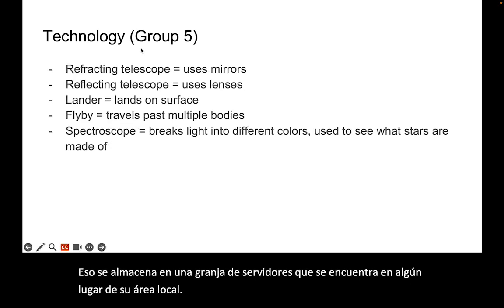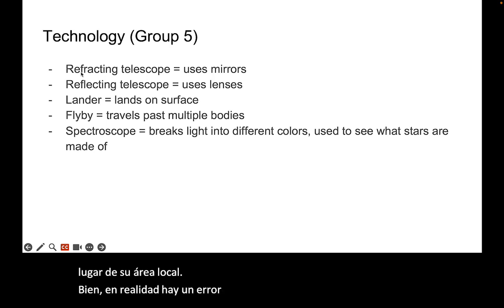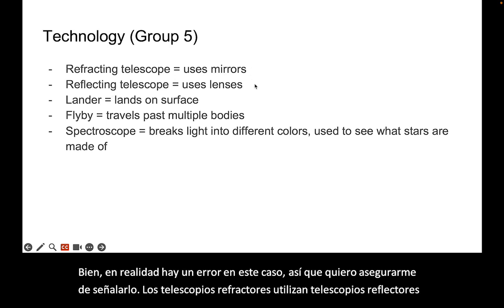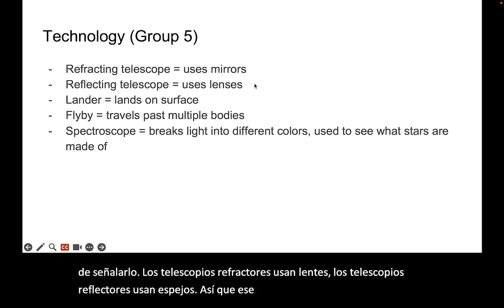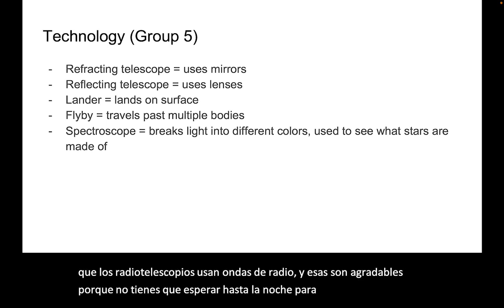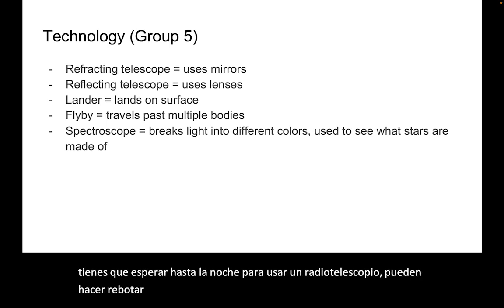Okay, there's actually a mistake on this one, so I want to make sure I point this out. Refracting telescopes use lenses. Reflecting telescopes use mirrors, so that is my bad. Know also that radio telescopes use radio waves, and those ones are nice because you do not have to wait until nighttime to use a radio telescope. They can bounce waves off anything no matter the time of day.